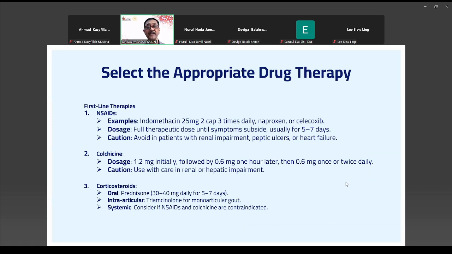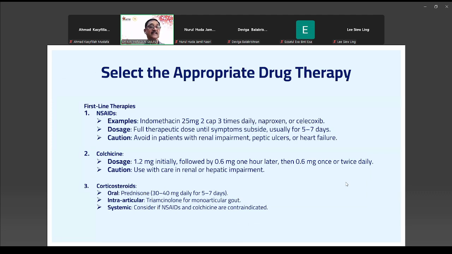So to ease the pain, you already said you will give NSAID, and these are the NSAIDs you can give: indomethacin, naproxen, celecoxib. You have to use full therapeutic dose until symptoms subside, usually for 5 to 7 days. Always remember, ask them, do you have renal impairment? Do you have peptic ulcer? Do you have heart failure? Because when you use NSAID and celecoxib, it can aggravate the heart failure.